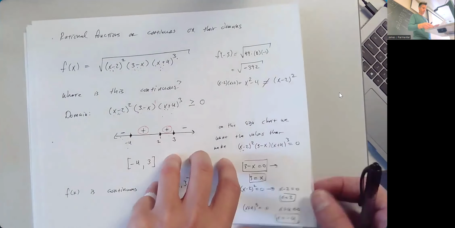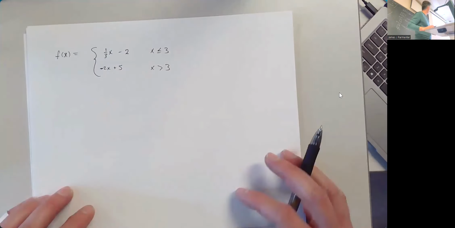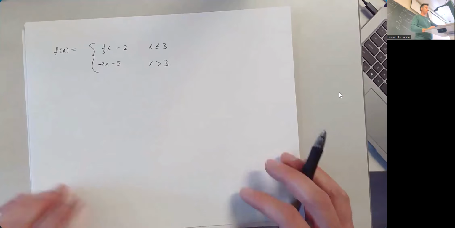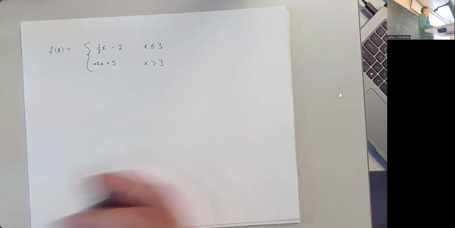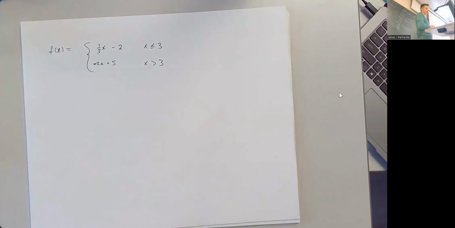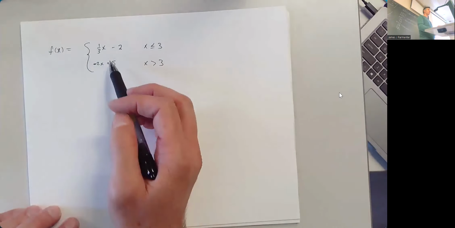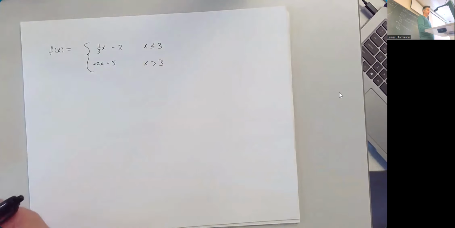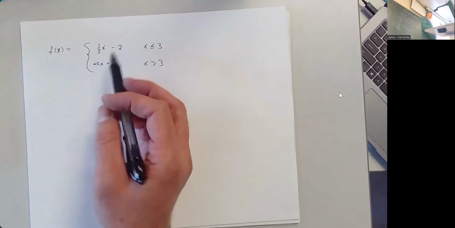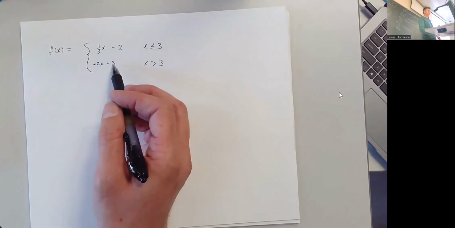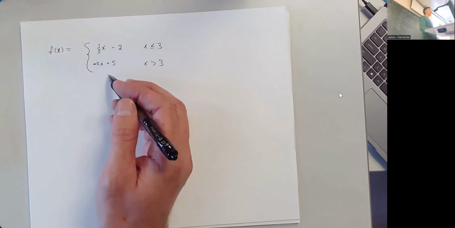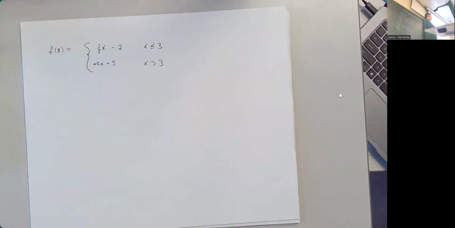So here we have a piecewise function. If I want to talk about whether or not it is continuous, first I should point out that each of these pieces on their own are just lines. 1/3 x minus 2 is a line, the slope is 1/3, the y-intercept is -2. -2x plus 5 is also a line, the slope is -2, the y-intercept is 5. I'm not graphing them yet because I don't want to give away the results.